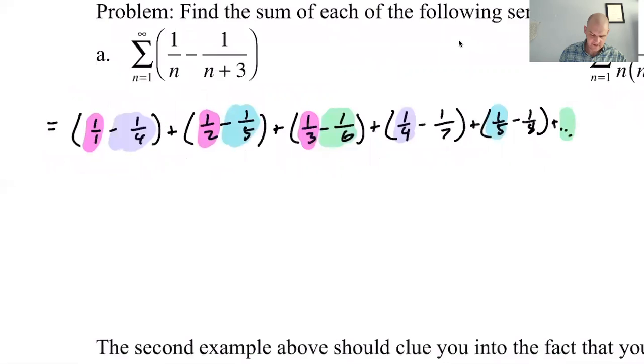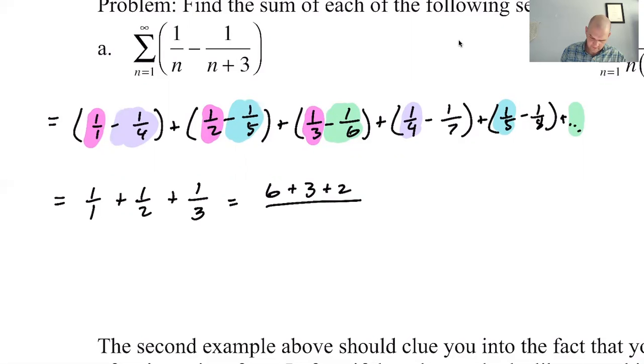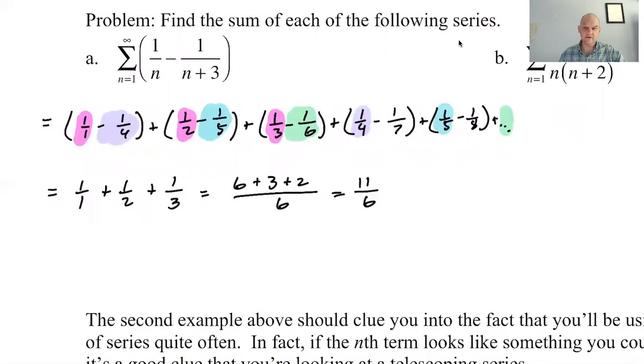So this is going to give us a sum of 1 over 1 plus 1 over 2 plus 1 over 3, I guess. So what are we doing here? That'd be 6 plus 3 plus 2 over 6, which would be 11 over 6, I think. Yeah, 1 plus 5, 6, 11/6. Okay, so it works.